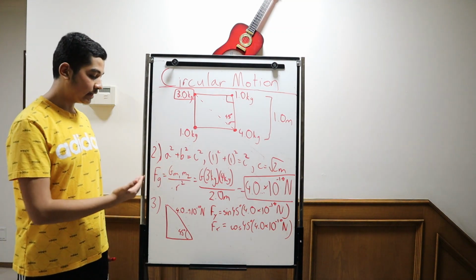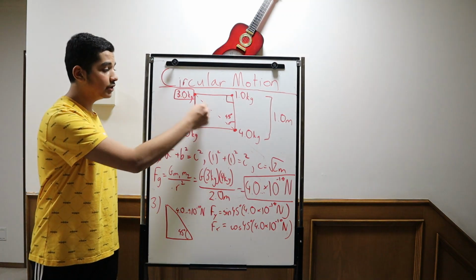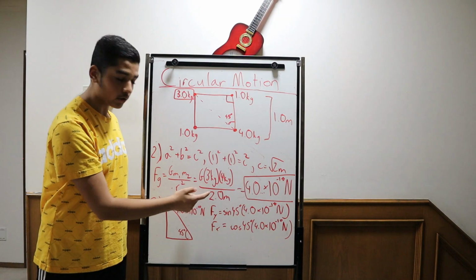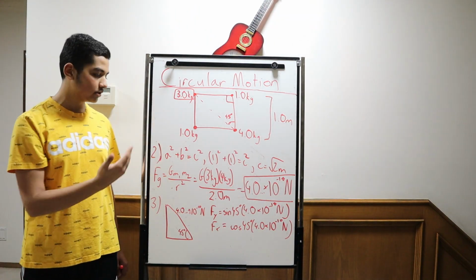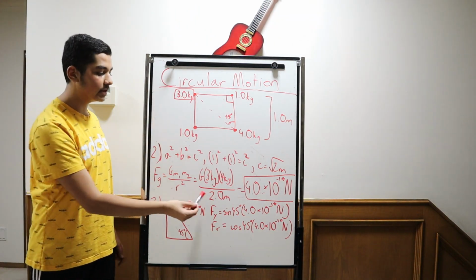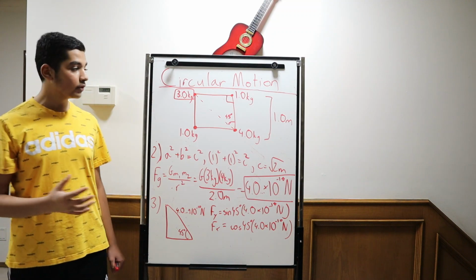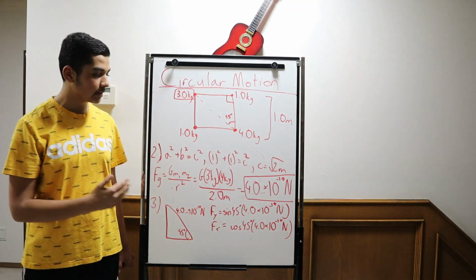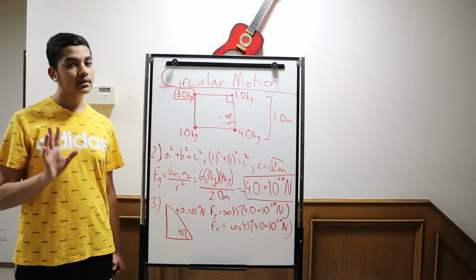And we can input that into our formula now because we know that distance, and we can input all these numbers over r squared. Now, the root of 2 squared is just 2, so we leave it as 2 meters. And we get that the net force acting between these two masses is 4.0 times 10 to the power of negative 10 newtons. Now we're not done yet.